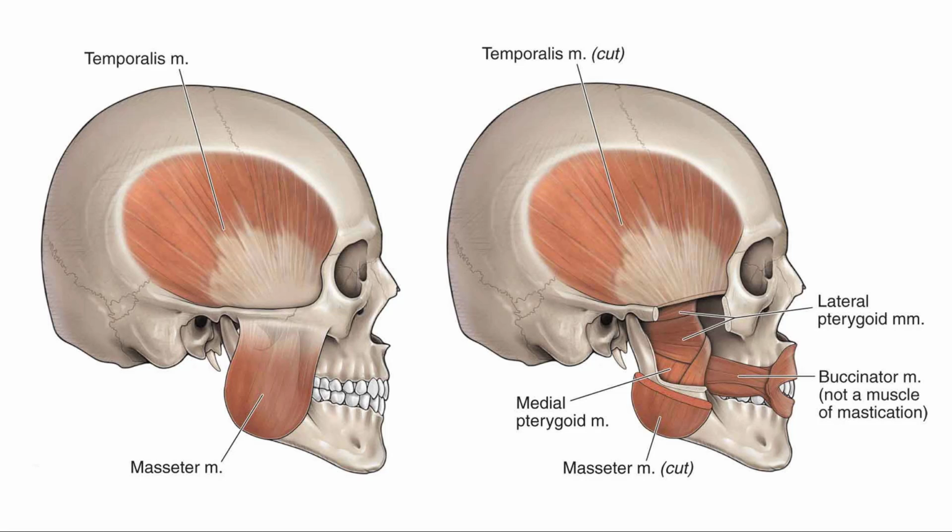And this is controlled by 4 or 5 muscles. Your 2 main muscles are your temporalis muscle and your masseter. And then you have some supporting musculature. You have your medial pterygoid and your lateral pterygoid.